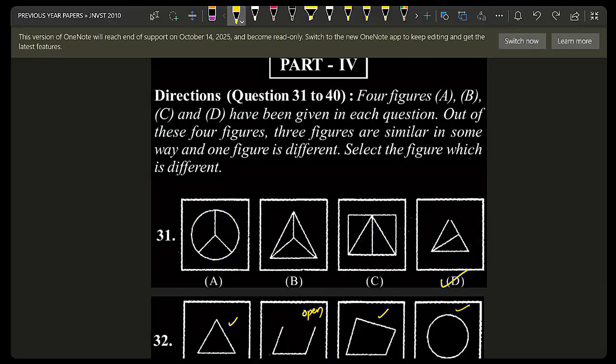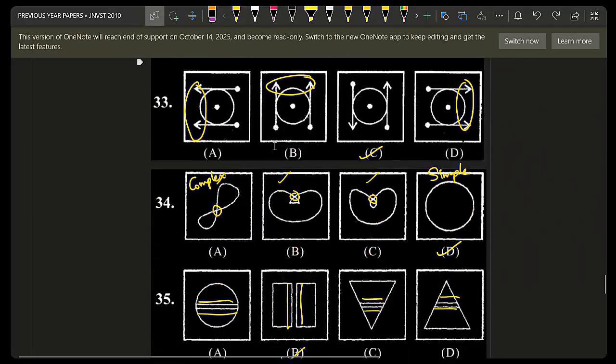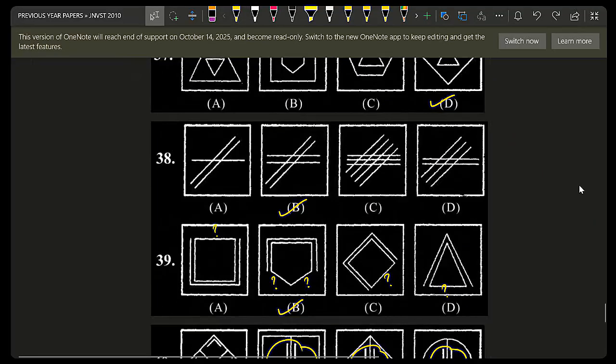Vedashree, what is your doubt? Question 28, E or C? 38 is B. Sir, 28. 28, when I gave the choice again. We will discuss 28 in the institute.